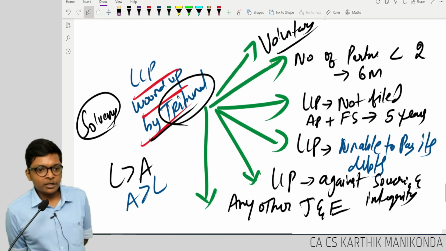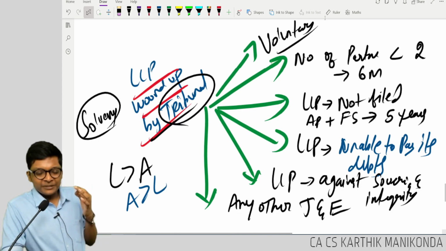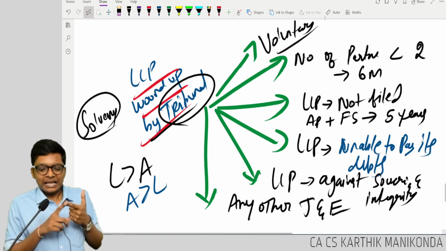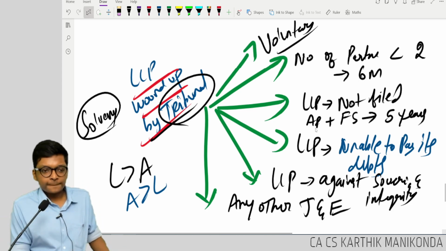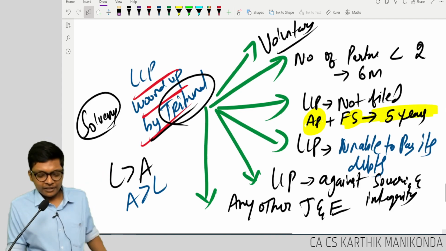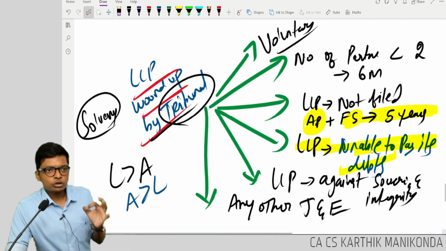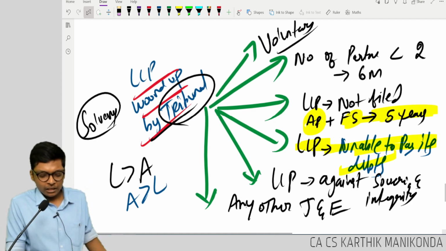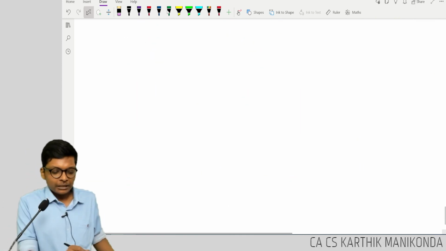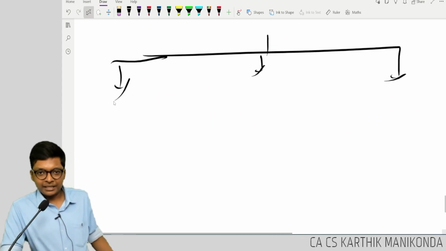So when can LLP be wound up? 5 cases, guys. One, the number of members falls below 2 and business is carried on for 6 months. Two, LLP has not filed its annual return and financial statement and declaration of solvency for 5 years. Three, LLP is unable to pay its debts. Four, acted against the sovereignty and integrity of India. Five, any other reason that is just and equitable. Beautiful question for 5 marks. If they want, they can ask. Next, let's take another 2 small concepts in LLP and then go back to the Contract Act.